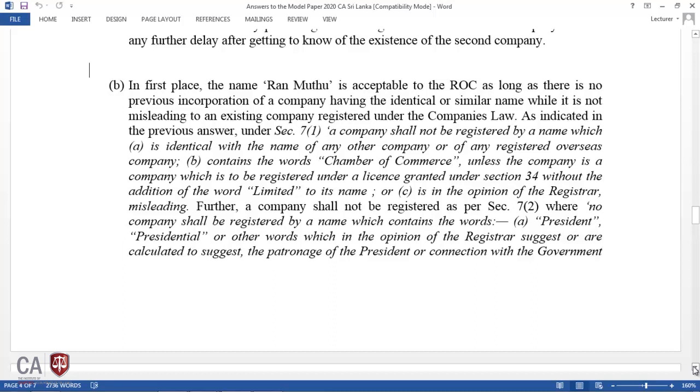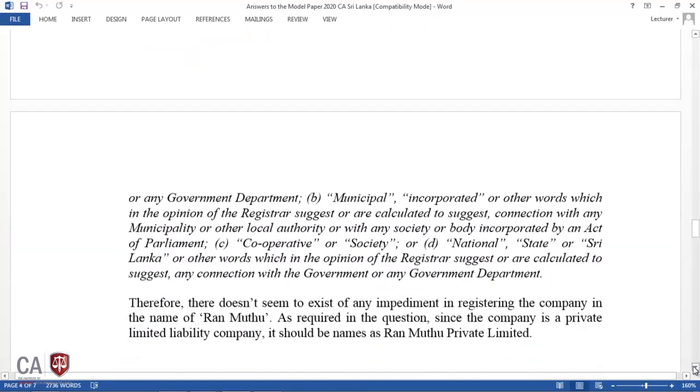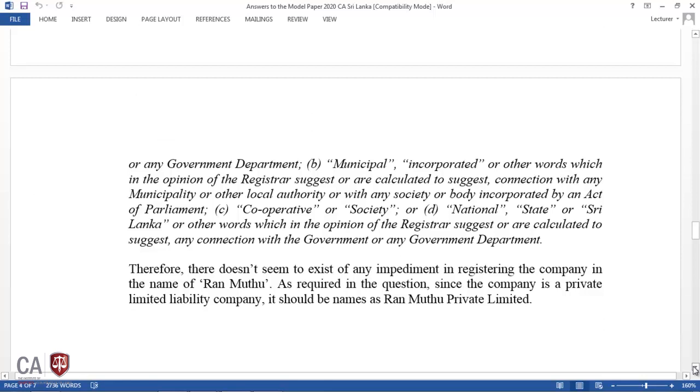Further, a company shall not be registered as per section 217.2, where no company shall be registered by a name which contains the words president, presidential or other words which in the opinion of the registrar suggest or are calculated to suggest the patronage of the president or in connection with the government or any government department, municipal, incorporated or any other words which in the opinion of the registrar suggest or are calculated to suggest a connection with any municipality or other local authority, with any society or body incorporated by an act of parliament, cooperative or society, or national state or Sri Lanka or other words which in the opinion of the registrar suggest or are calculated to suggest any connection with the government or any government department.